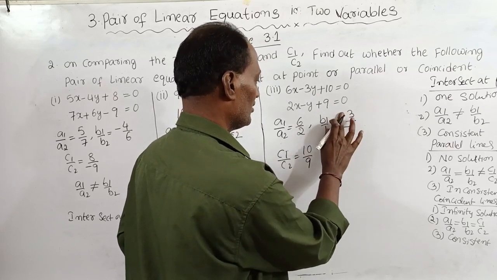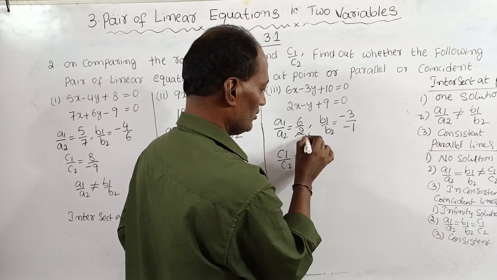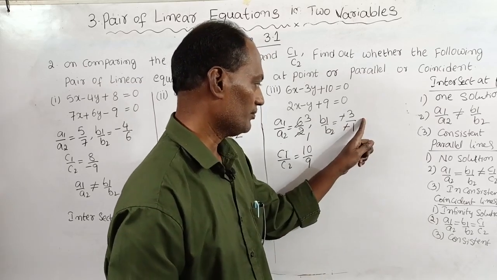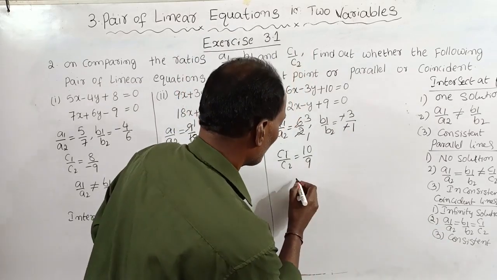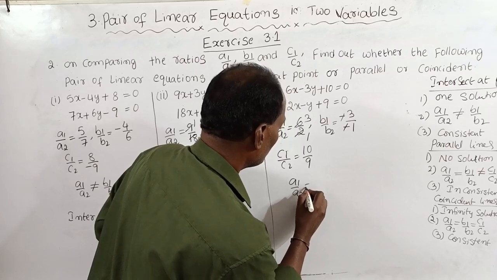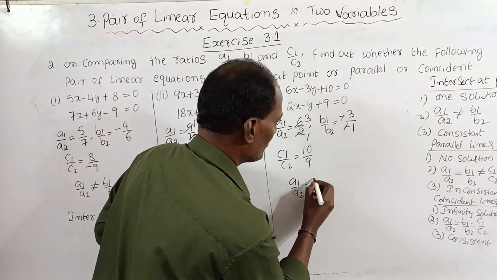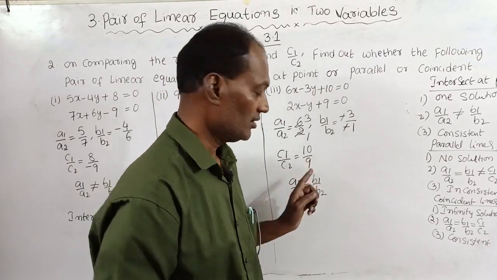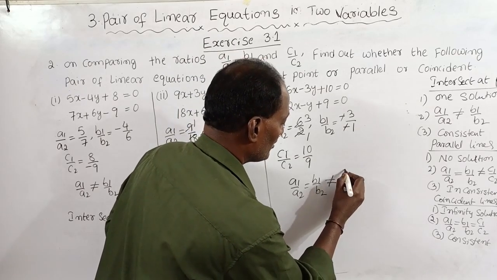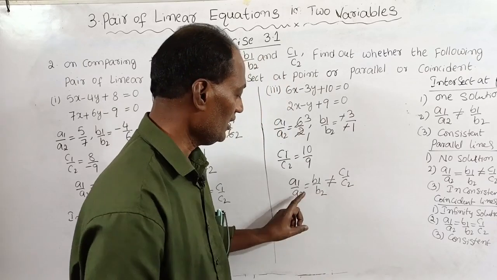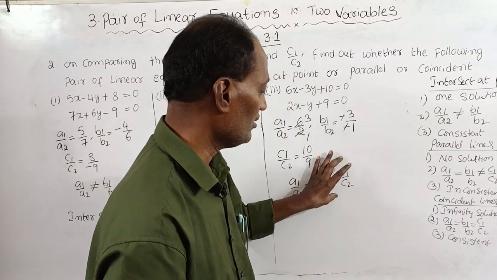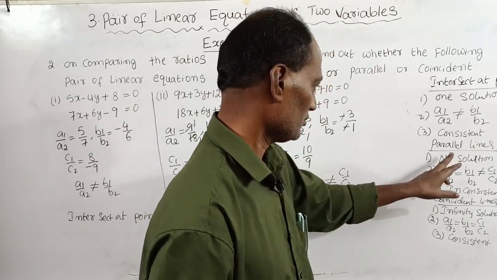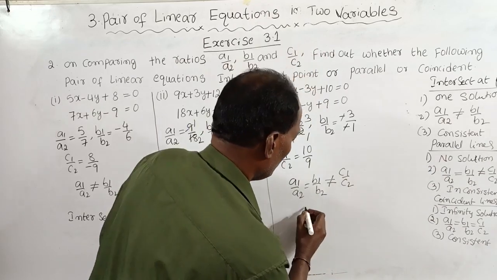So first simplify this. 2 ones are 2, 2 threes are 6, so 3 by 1. The minus will cancel, and here also 3 by 1. How can you write this? The a1 by a2 and b1 by b2 values are the same, but this value is not the same, so it is not equal to c1 by c2. See here, a1 by a2 equal to b1 by b2 not equal to c1 by c2. What does this belong to? Parallel lines. This is parallel.